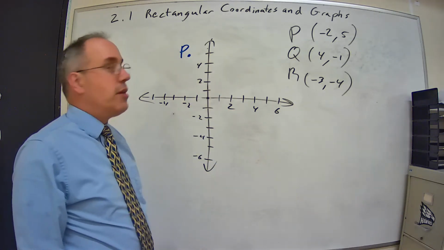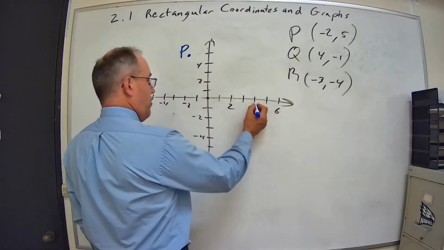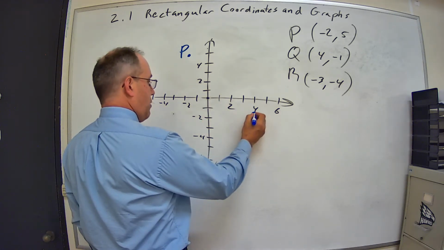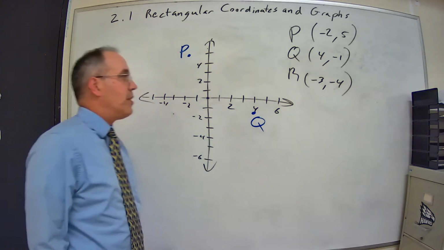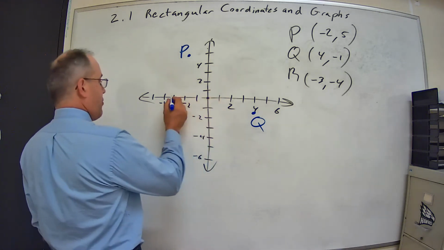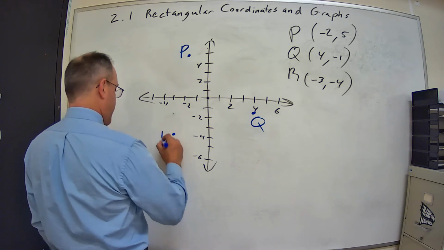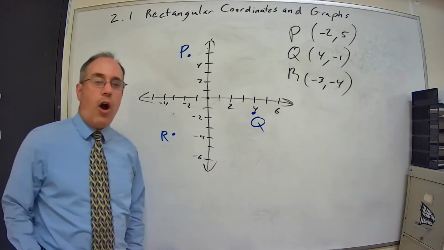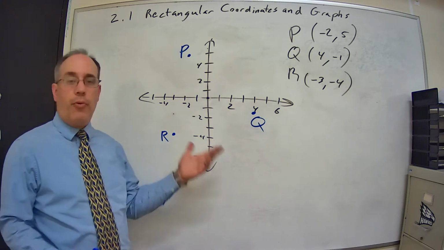Q is 4, -1, so we're going to go 4, minus 1 takes us to there. There's Q. And then R, negative 3, negative 4. And we have R. So that's us plotting 3 points.